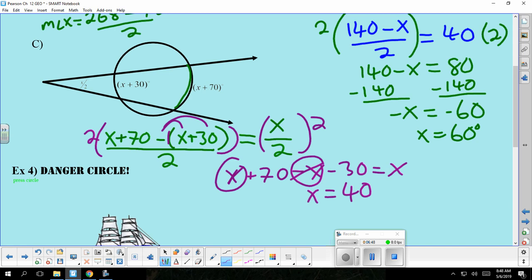So 40 plus 70, that's 110. And then 40 plus 30, 70 degrees. And then 40 divided by 2, 20 degrees. So 110 minus 70 is 40, divided by 2, 20.